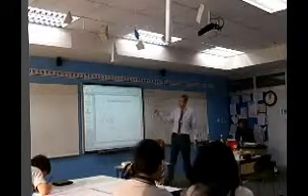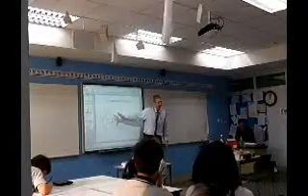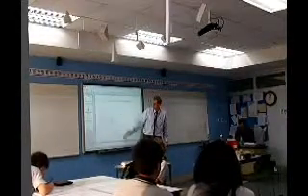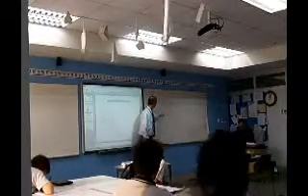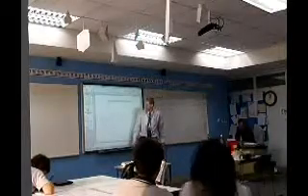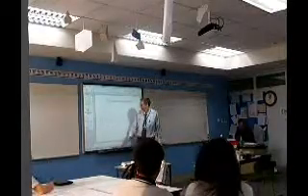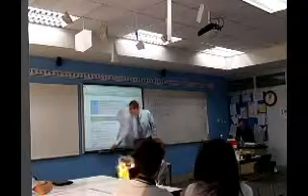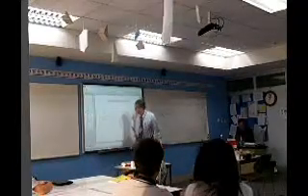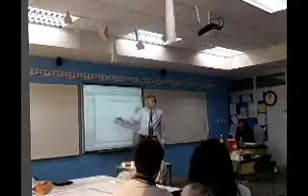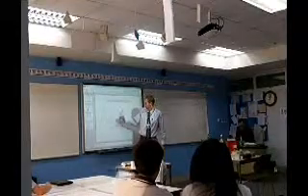Next, I want to count and identify the sides. 3 rectangles, 2 triangles. Good. Next, I want to find the area of each side. So let's start with the easy one, the rectangle.